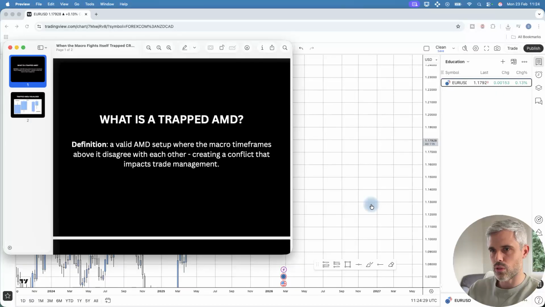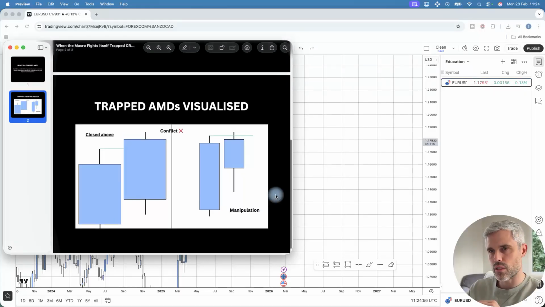So first and foremost, what is a trapped AMD? When we think about AMDs, we have accumulation, then we have manipulation. Then our distribution candle is targeting the opposing end of the range. So a trapped AMD is where a valid AMD setup appears. However, the macro timeframes above the AMD disagree with each other. So this creates a conflict that impacts trade management. To bring that to life, let's look at this visualized.